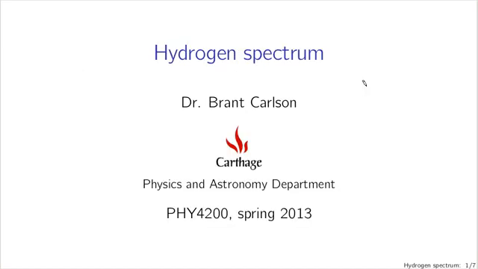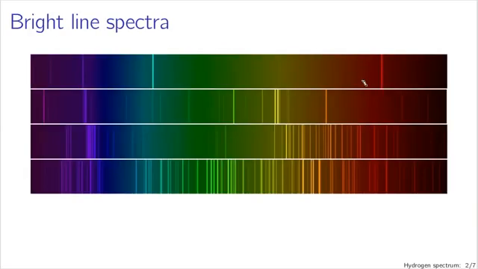One of the key experiments that really got quantum mechanics started was spectroscopy. Bright line spectra of the elements. They couldn't really be explained in the context of what physics was known at the time, and we've finally gotten to the point now where we can use the quantum mechanics we've learned so far to explain these bright line spectra.